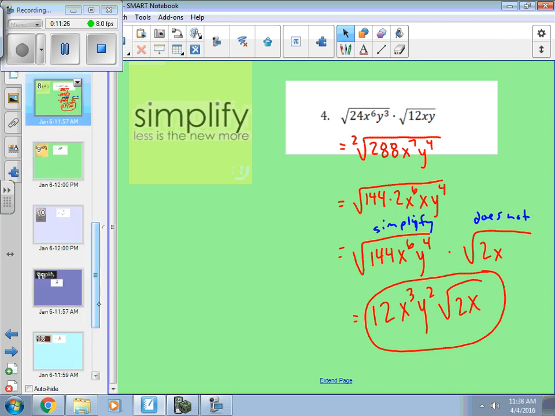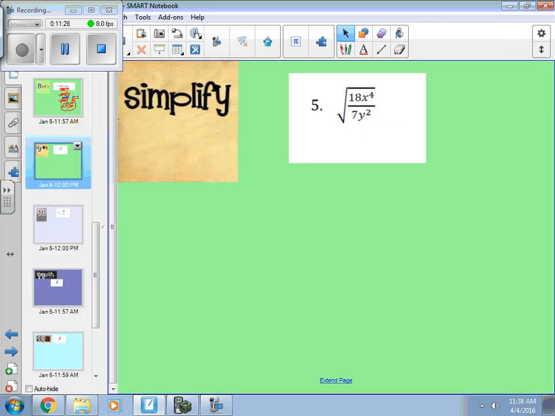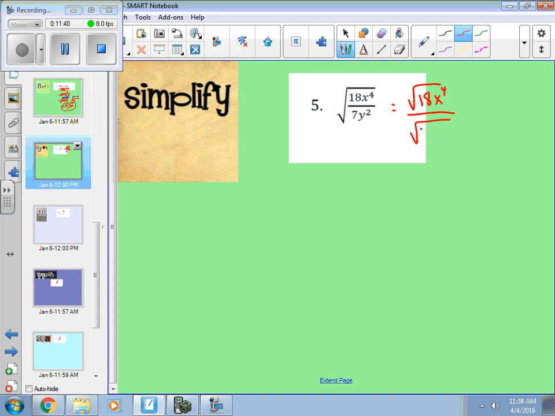Okay, on the back, some more examples. Number 5, now we're doing that quotient property. So anytime there's a quotient, we want to say it's going to be the square root of what's on top over square root of what's on bottom. Now you want to try to, again, simplify anything you can here. So on top, 18 is the same as 9 times 2, 9 being a perfect square. So let's chop that up like that. Bottom, I don't think that 7 one is going to simplify, but I think y squared will be.